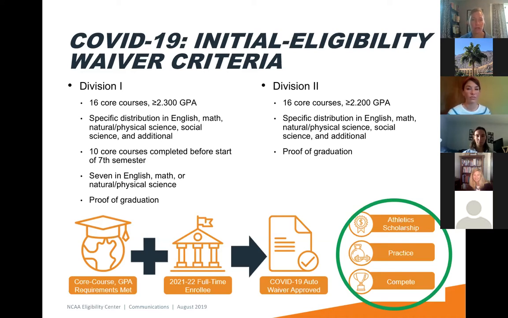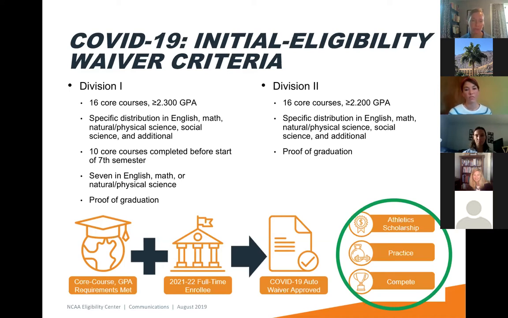If students are unable, due to access or whatever reason, to take an SAT or ACT test, that requirement can be waived for this population of students. They still need to meet the 16 core course requirement with the GPA requirements that you see there. For each division, there's a specific distribution across English, math, natural or physical science, social science, and additional. These are available, and I'll drop another link in the chat in a little bit.